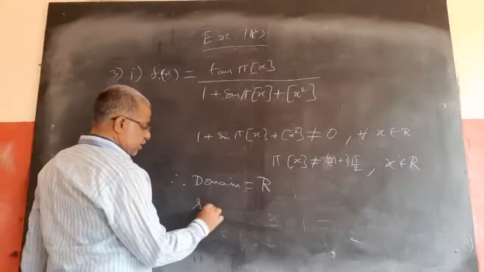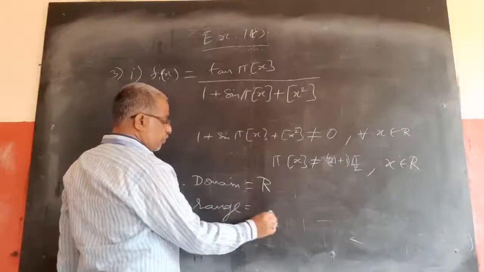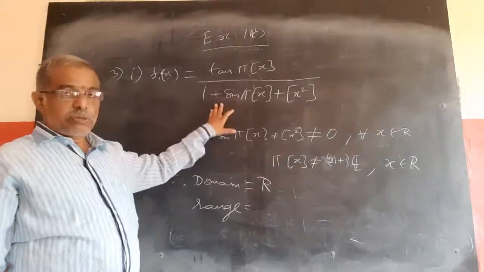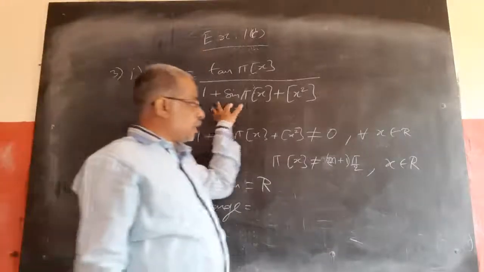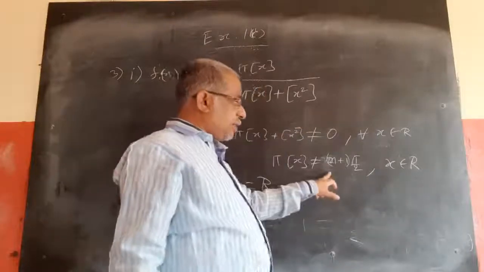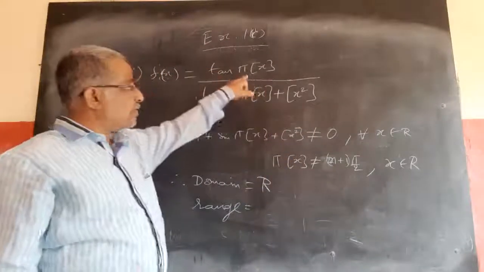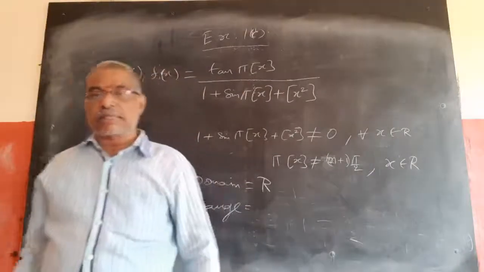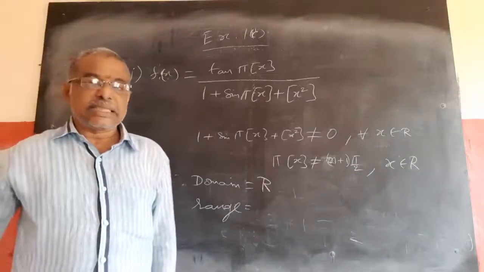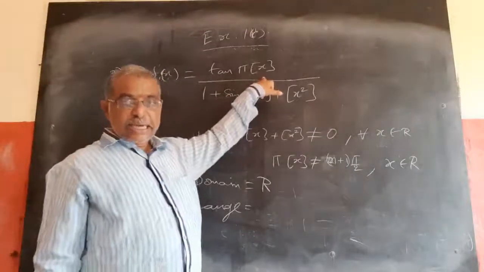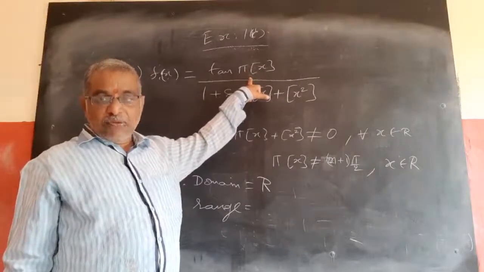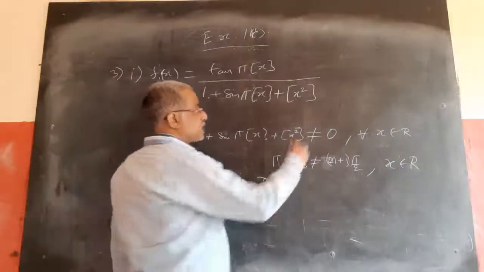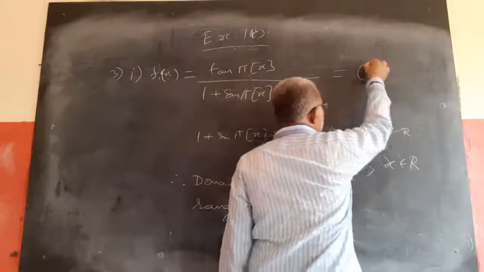Next, coming to the range. What is the range? Range means what is the image of this function. Just what I told, this cannot be an odd multiple of pi by 2, but this is always an integer. Step x is the greatest integer less than or equal to x. So this is some integer into pi. So tan of an integral multiple of pi is always 0.